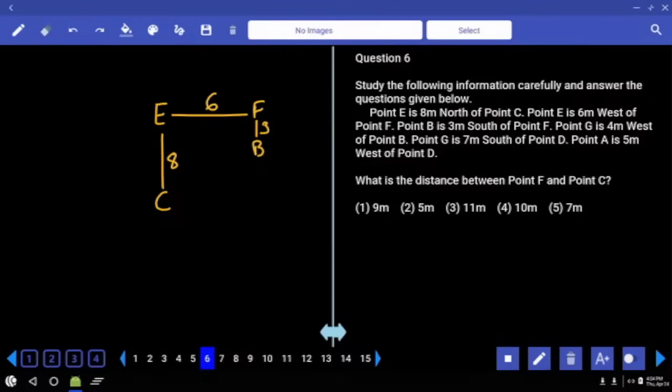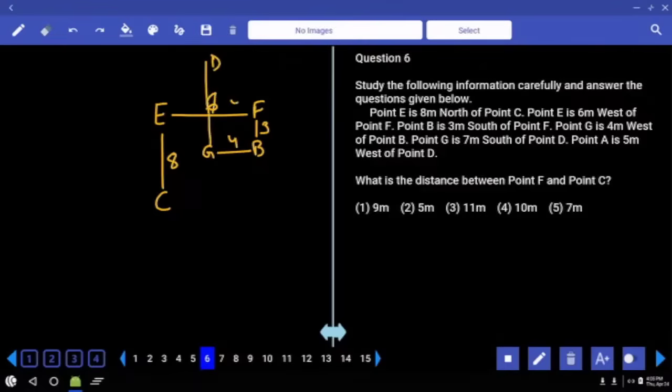And B is 3 meters. G is 4 meters to the west of B. Now G, which is 4 meters to the west of B, G is 4. And next one, G is 7 meters to the south of D. Now G is 7 meters to the south of D.